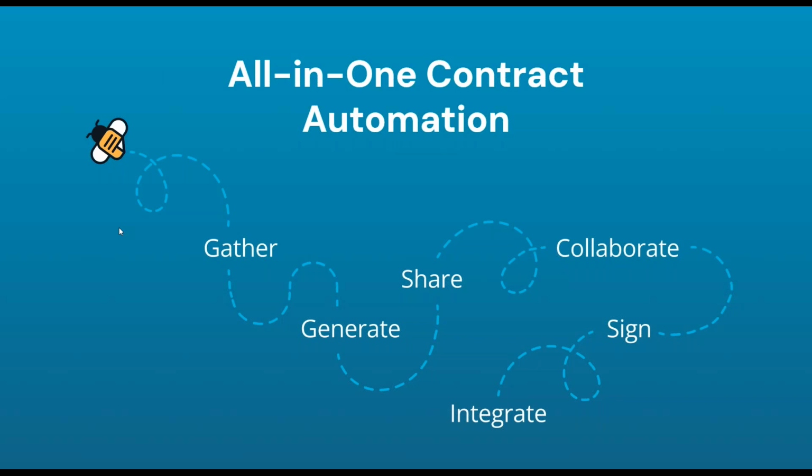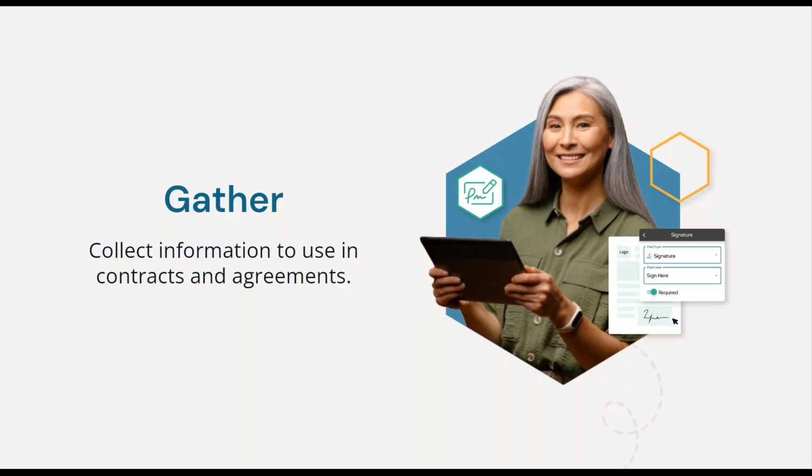Let's talk about Docubee. Docubee is an all-in-one intelligent contract automation platform that helps you fly through contracts by streamlining your processes from start to finish. And we do that through 6 main contract stages that are on the screen here: gather, generate, share, collaborate, sign, and integrate. And I'll touch on each of these a little bit.